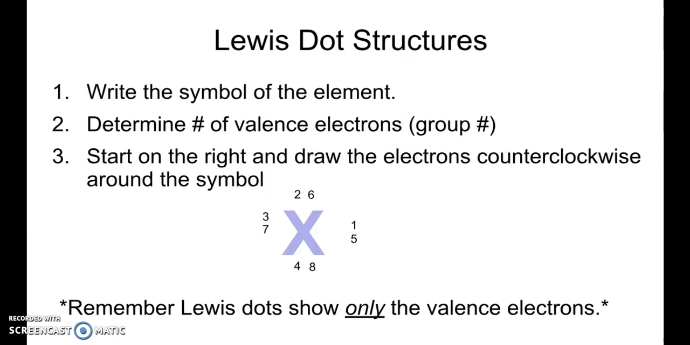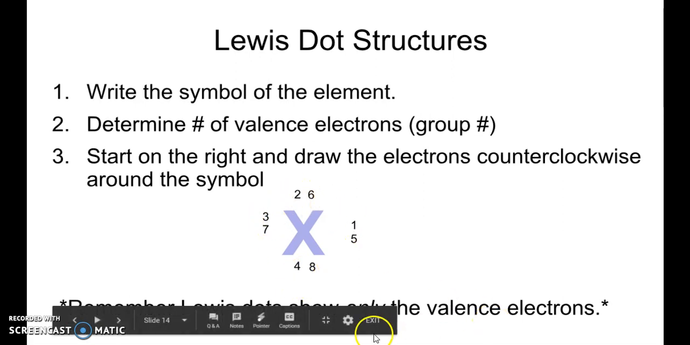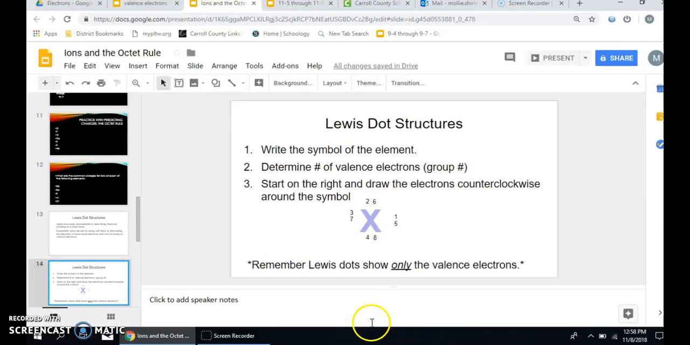So here's your steps. First, you're going to write the symbol of the element. So if it's carbon, you'll put a C there in the middle. Second, determine the number of valence electrons. So look and see what group it's in. Carbon is in group 4. So start on the right and draw the electrons counterclockwise around the symbol. So you're just going to put a little dot for 1, 2, 3, and 4. And again, remember that Lewis dots only show valence electrons.